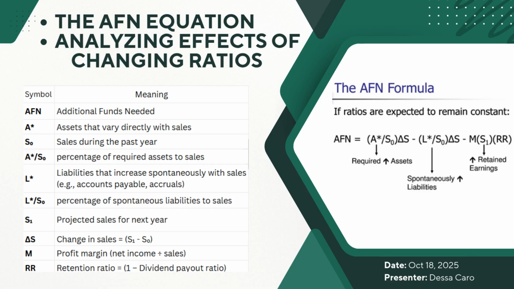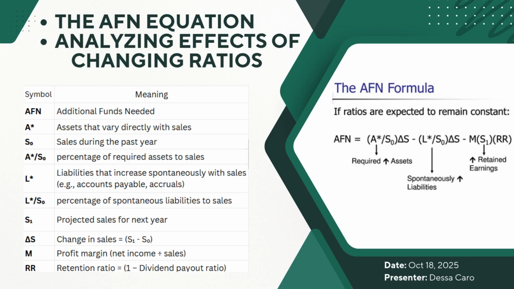A star over S0 is the required assets per peso of sales. This ratio shows how many pesos of assets you need to support 1 peso of sales. If it's 0.60, it means for every 1 peso in sales, you need 0.60 worth of assets.